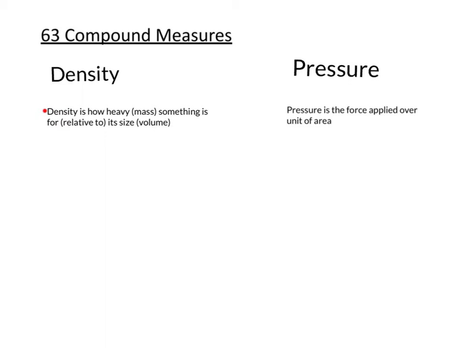Density. Density is how heavy something is for its size. So how heavy, i.e. its mass, relative to its size, its volume. So we can write that as a formula. Density equals mass divided by volume, and like all compound measures, you can put that into a triangle. M is the top here, so the D and the V will be lower down.